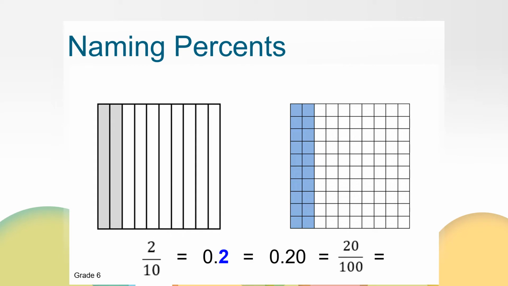If we think about percent as per 100, I can see that I have 20 shaded in out of 100 squares needed to make one whole. I can name this amount as 20 hundredths or as 20%. So 20% is the same as 20 over 100 is the same as 20 hundredths or 0.20.